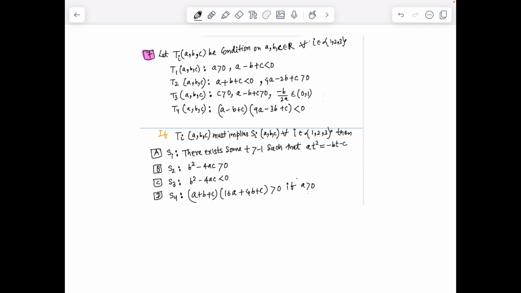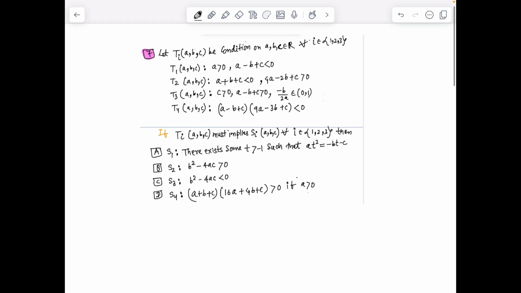Now, if Ti(a, b, c) must imply Si(a, b, c) for all i = 1, 2, 3, then which of the following statements is correct? So it will come as a multiple correct question in JEE Advanced, having a weightage of 4 marks. Now clearly, just by looking at the question, you might be getting a feel of something. What feel are we getting?